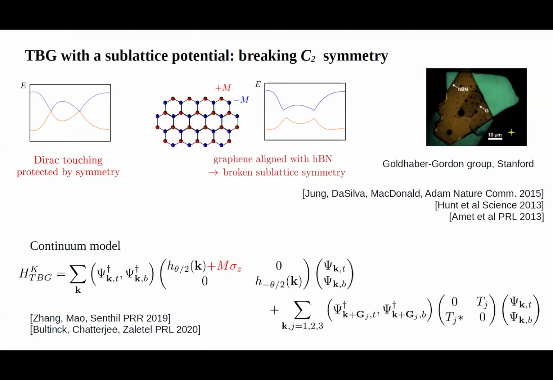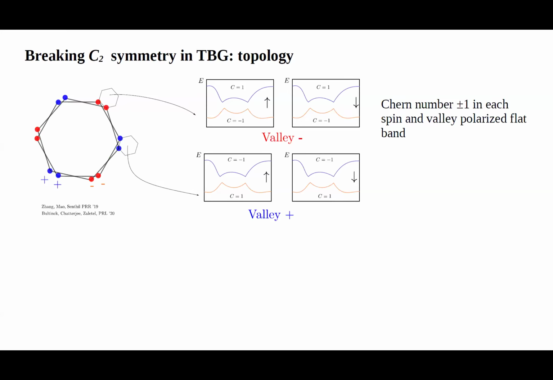And in the continuum model, so in the Bistritzer-MacDonald model, this is a really simple addition. You just add an extra m sigma_z term in one of the layers, the one that is aligned with the substrate, and nothing else changes. And what's the result for topology? So now you open a gap, so you can calculate the Chern number of each band. And interestingly, now each of these flat bands has a non-zero Chern number, -1 or +1. So let me detail a little bit what is shown here.